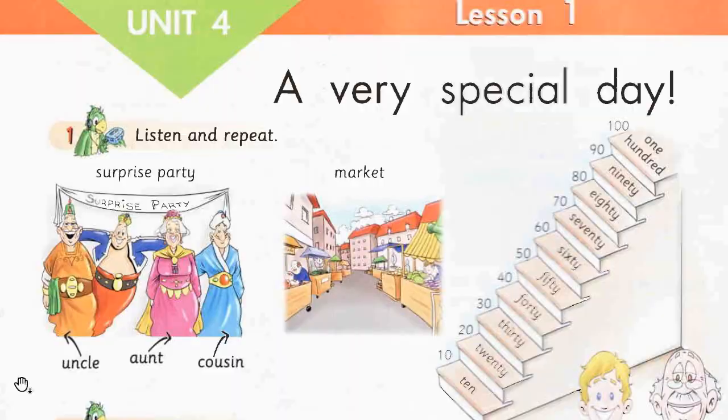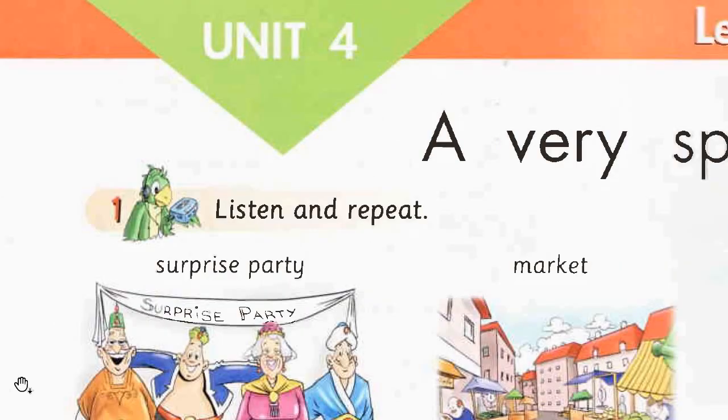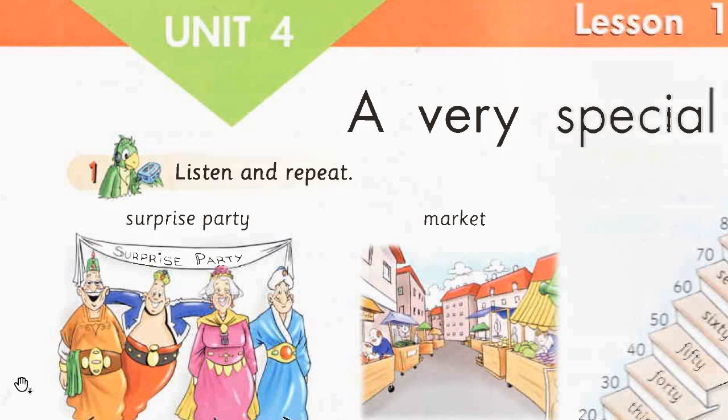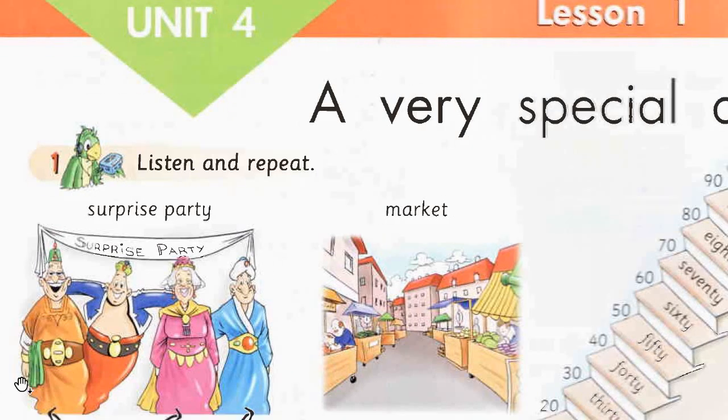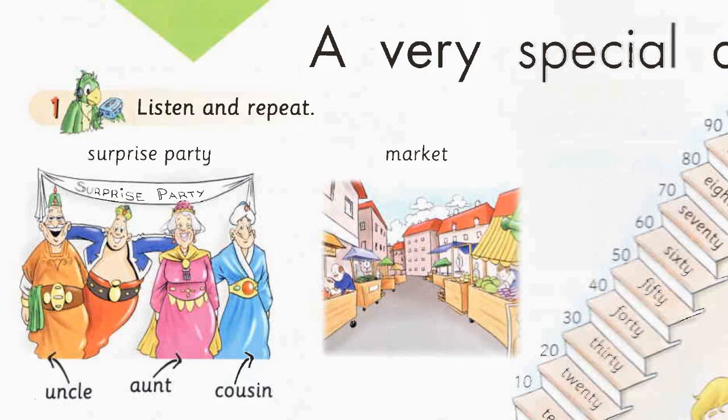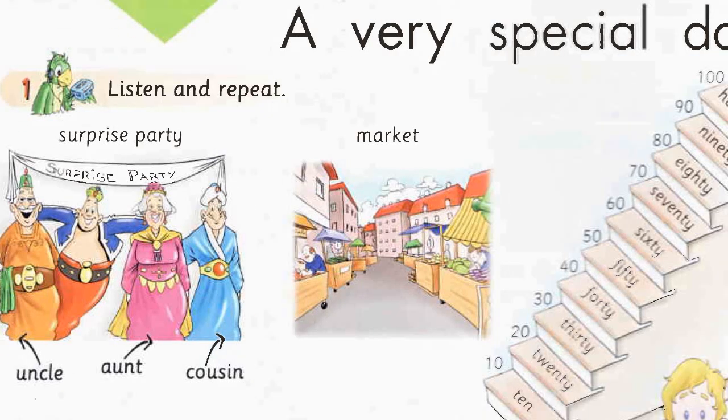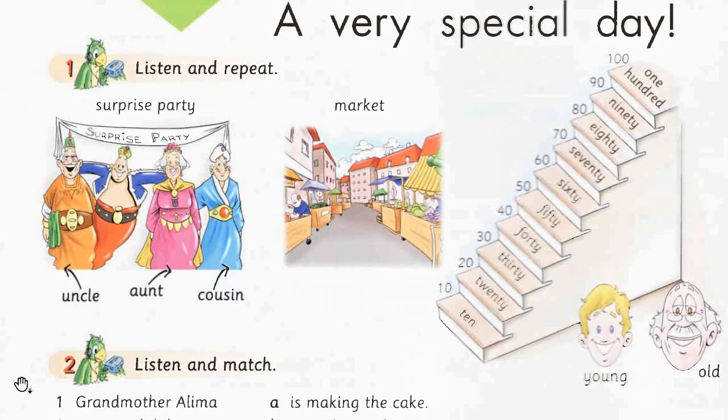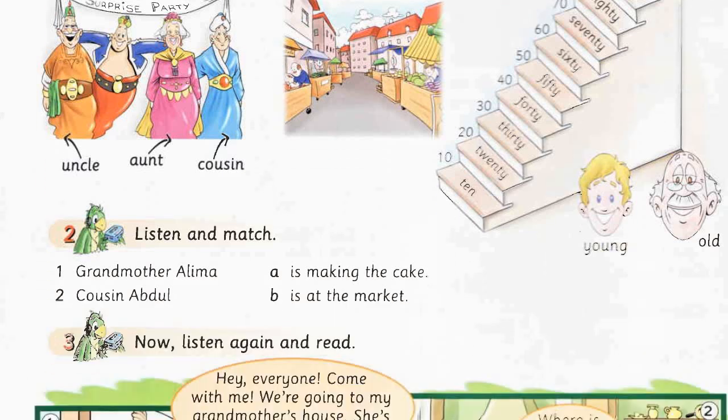If you remember, we started Unit 4 and it was about a very special day. Very special day like what? Like a surprising day or like market day. In a previous class also you learned numbers. Look at the numbers here and I asked you to do the classwork to write all numbers from 10, 20, 30, 40, 50 to 100. You needed to know how to spell the numbers and you needed to understand the numbers. Okay, so these are what you learned.